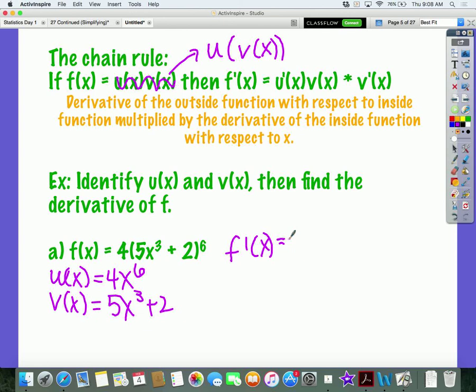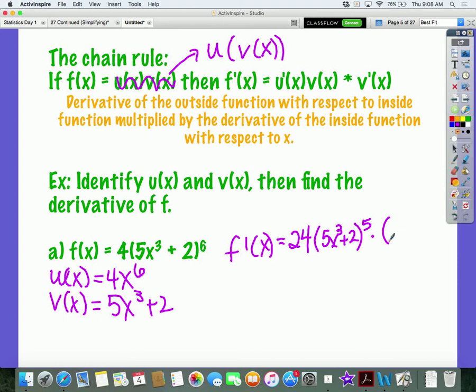In other words, you take the derivative of u, but instead of writing an x, you're going to write the v function. So what's the derivative of 4x to the 6? 24x to the 5th. But instead of writing x, we're going to write the inside function. That's what it means by taking the derivative of the outside function with respect to the inside function. Then you multiply it by the derivative of the inside function.